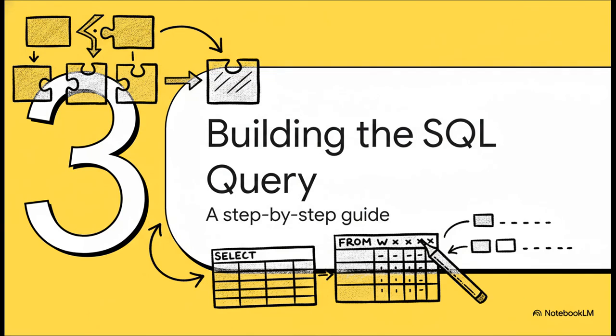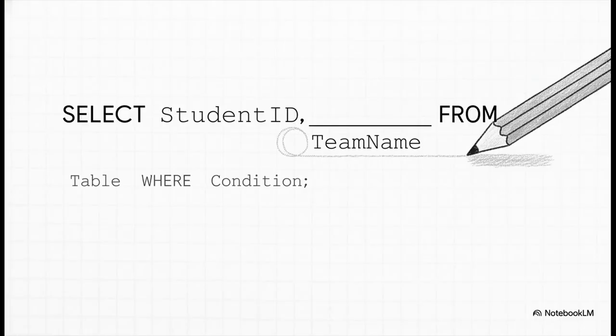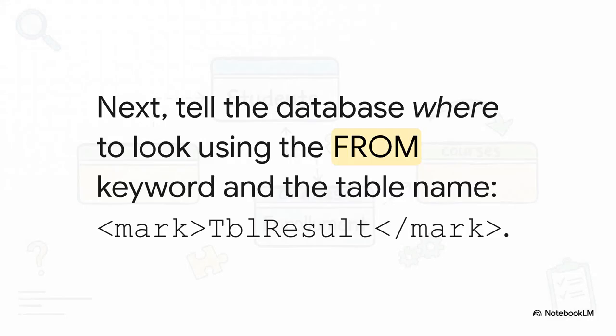Right. We've broken down the problem, we've identified all the key parts. Now it's time to put it all together and actually build our SQL statement, filling in those blanks just like you would on the real exam paper. We're starting with select. Now, the paper has already given us select student ID, so our first job is to add that other column the question asked for, team name. And please, don't forget that crucial little comma between the column names. Okay, so now that we've told the database what columns we want, we have to tell it where to go to find them. That's what the from keyword is for. We just add from, and then the name of our table, which, as we know, is TBL result.